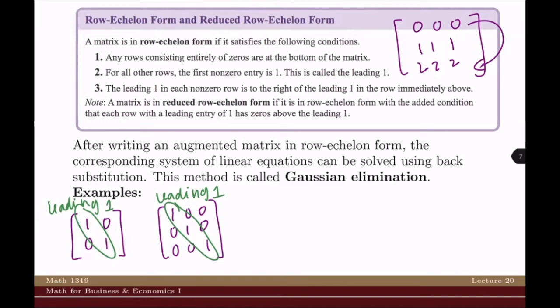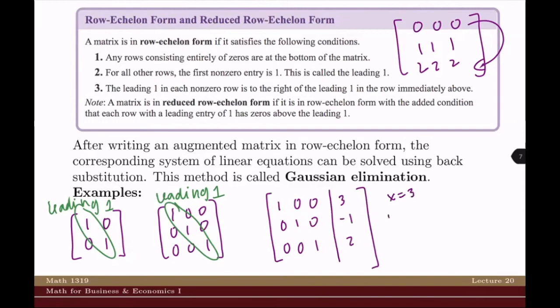So after writing an augmented matrix in reduced row echelon form, the corresponding system of linear equations can be solved using back substitution. So essentially, if we get down to where we have 1, 0, 0, 0, 1, 0, 0, 0, 1, and we have something like, I don't know, 3, negative 1, 2, then that would mean we could have x equals 3, y equals negative 1, z equals 2, since this was the x column, the y column, and the z column. We're going to move on.